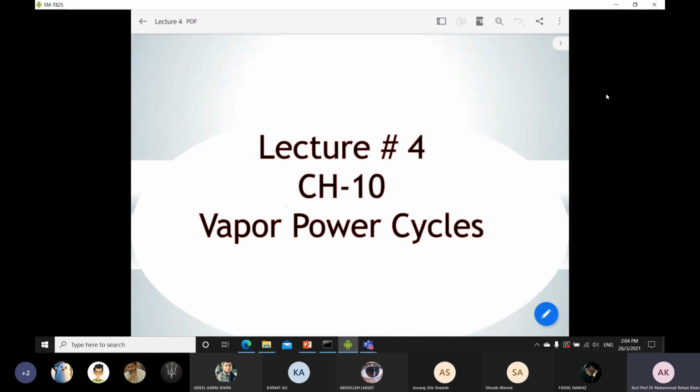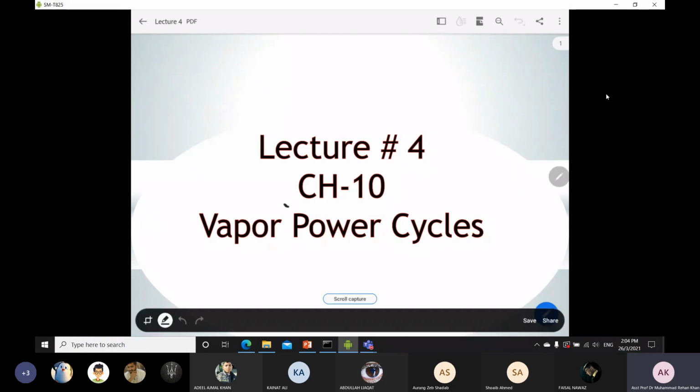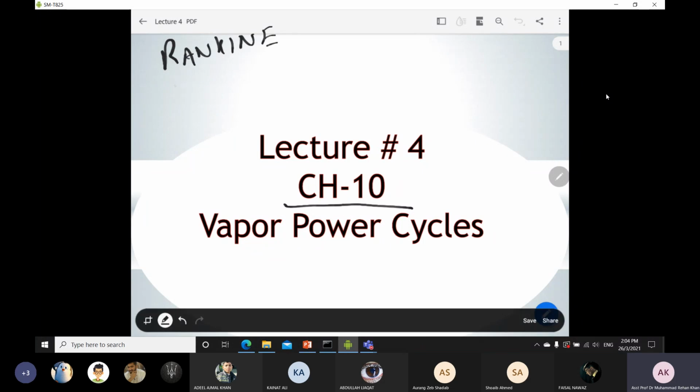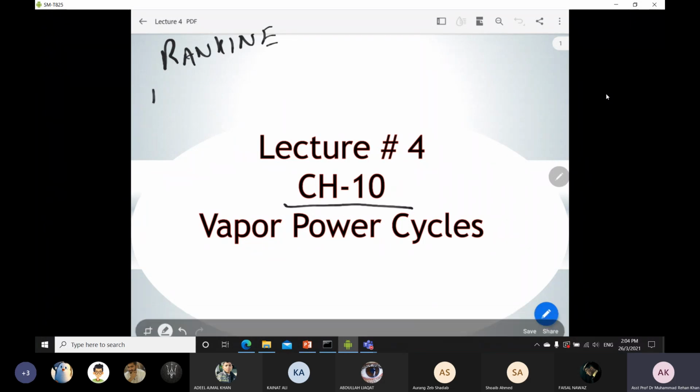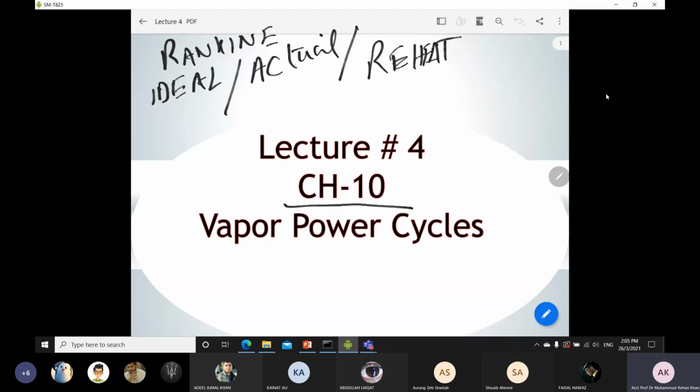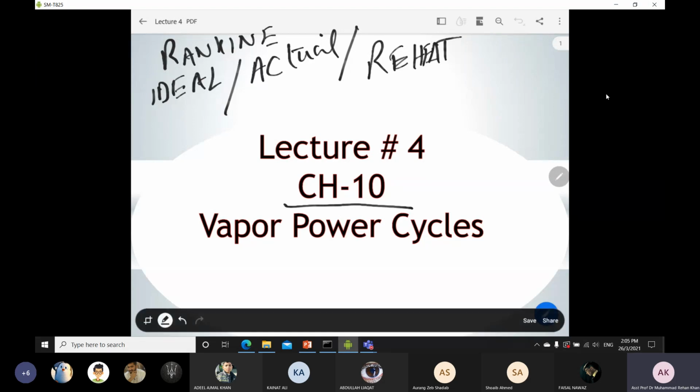Previously we already saw different topics related to the vapor power cycle. We already went through the Rankine cycle, and I hope all of you know what the Rankine cycle is. We dealt with the ideal case, and we already know how to deal with the actual Rankine cycle also. Then we saw the reheat one: how to increase the efficiency of your vapor power cycle by using the reheating process.